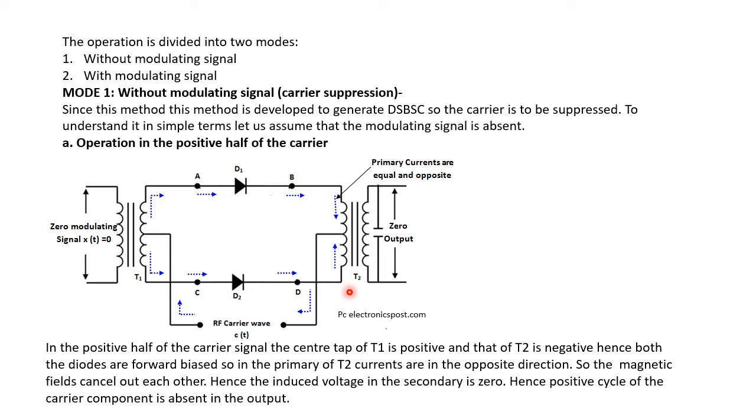This is the case when we are applying only the carrier wave and we are considering the positive half cycle of the carrier wave. So in this case we can conclude that if we are considering the positive half of the carrier wave with zero modulating signal, then the output voltage will be zero.